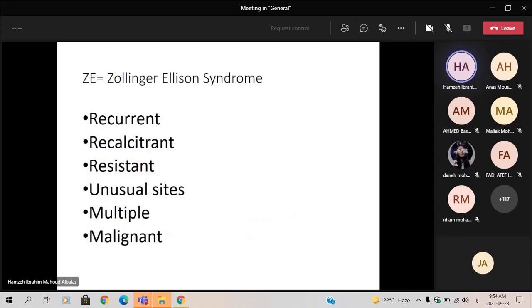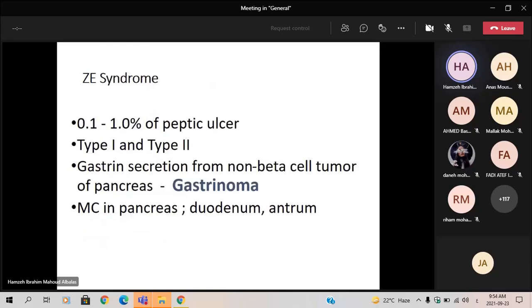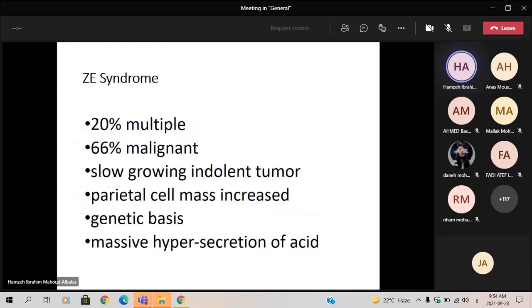In Zollinger-Ellison syndrome, the ulcer is recurrent, persistent, at an unusual site, multiple, and most likely malignant. So we have to know that there are other causes other than NSAID or gastric ulcer due to H. pylori infection. It's Zollinger-Ellison. There are type 1 and 2. Gastrin is secreted from the non-beta cell of the pancreas, maybe with gastrinoma, most common in pancreas, duodenum, antrum.